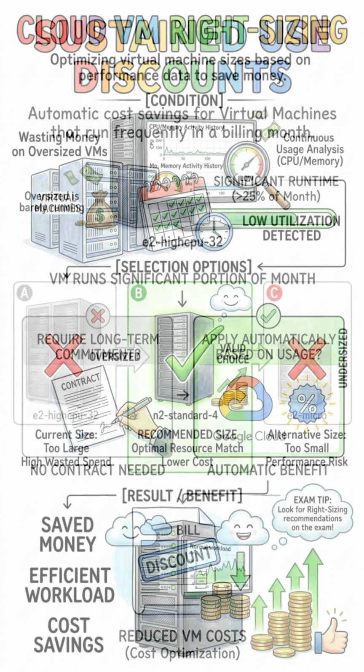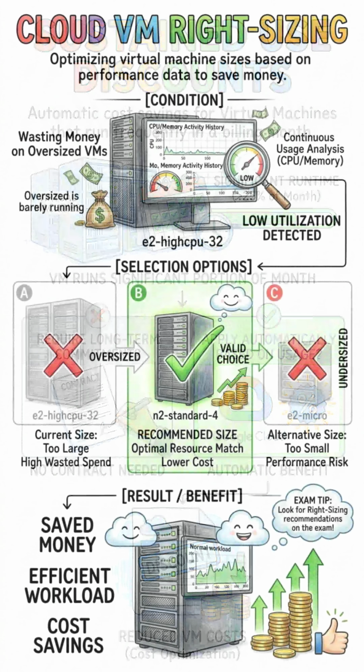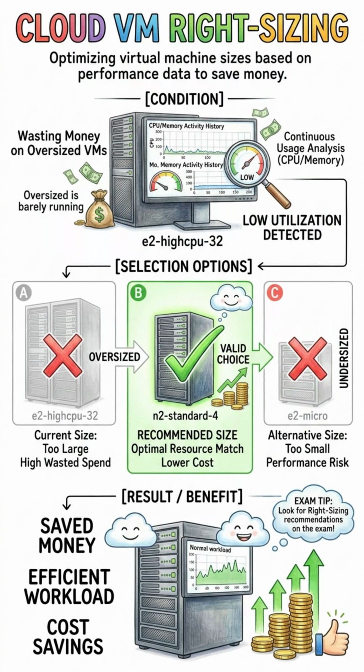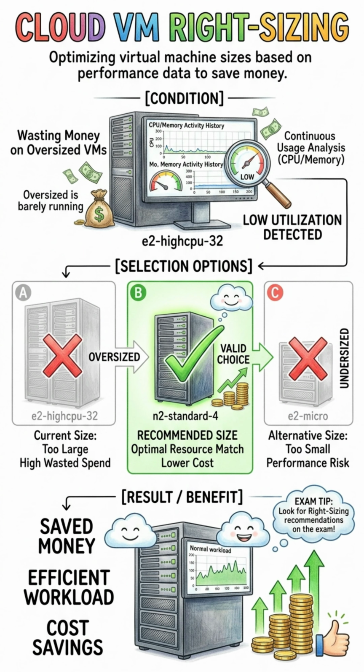Wasting money on virtual machines that are far larger than necessary is a common operational problem in the cloud. Google Cloud provides automatic right-sizing recommendations by continuously analyzing the historical CPU and memory usage of your running instances. If the system notices a large server is barely being utilized, it will proactively recommend downsizing the machine type to save money, which is a feature you should actively look for in exam questions.